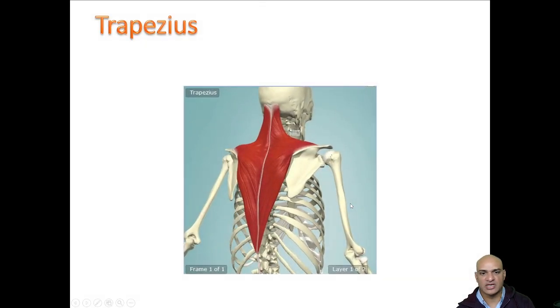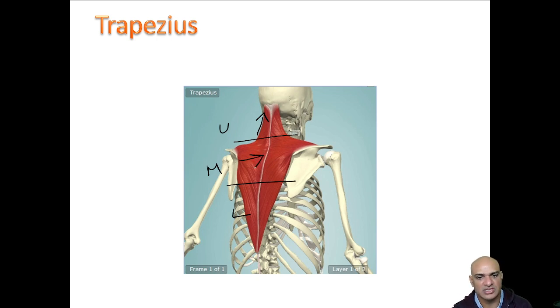The next muscle that we are looking at is the trapezius. Though it's a single muscle, we have divided it into upper trapezius, middle trapezius, and the lower trapezius. The upper trapezius lifts the scapula upwards. We say elevation of the scapula. This is the reason why you do shrugs for that.